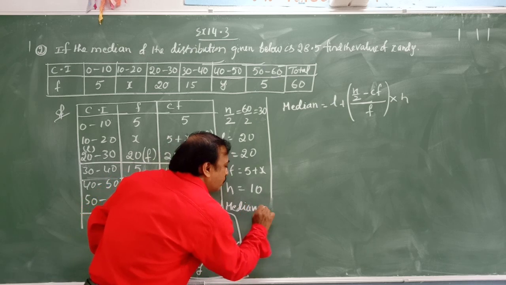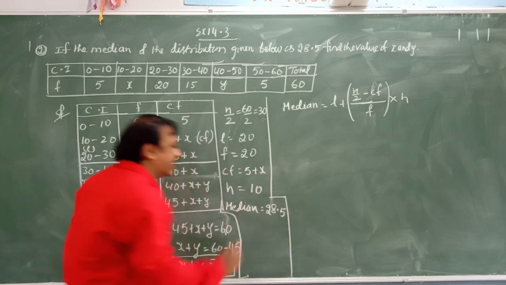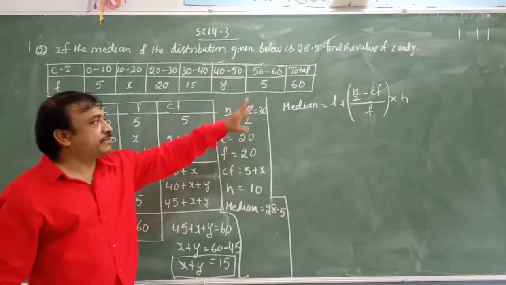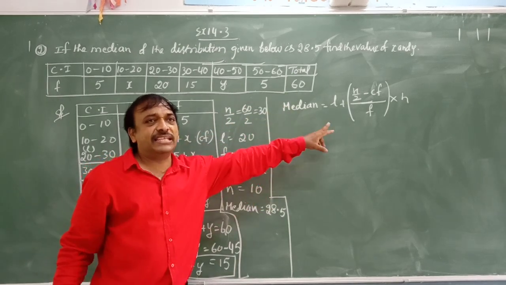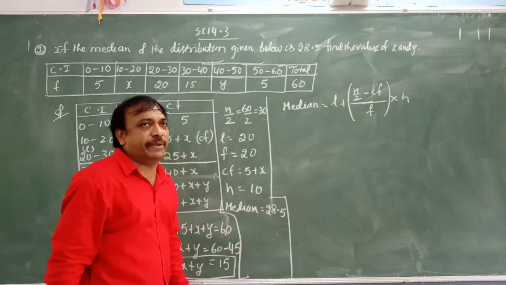Median is equal to 28.5. This is given in the question. Median is equal to 28.5. Now we will substitute all of this in the formula.